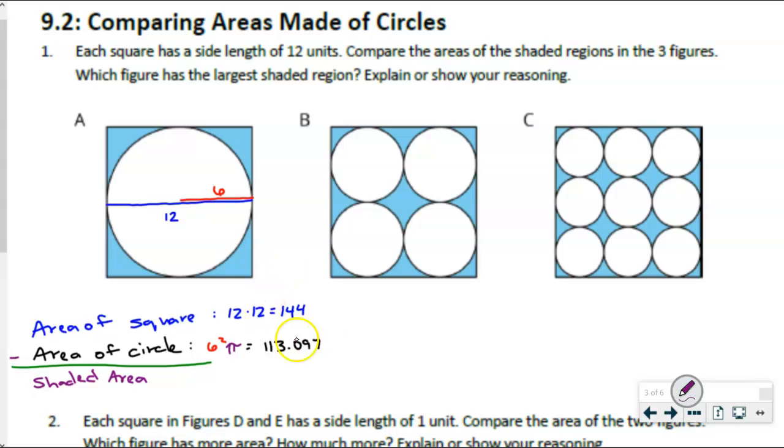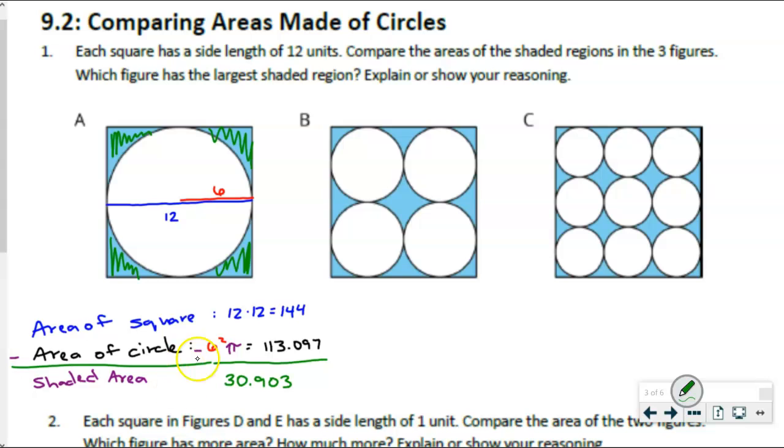So what is that shaded area? You told me before that we're just going to subtract that, right? So when I do this subtraction, 144 minus 113.097 is equal to, Cambria? Say that one more time, 30. Did I write that down correctly? 30.903 is going to be just this shaded region. Okay, great job, great strategy.